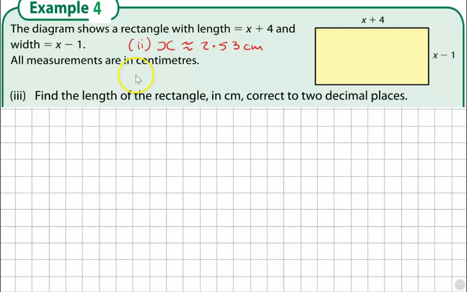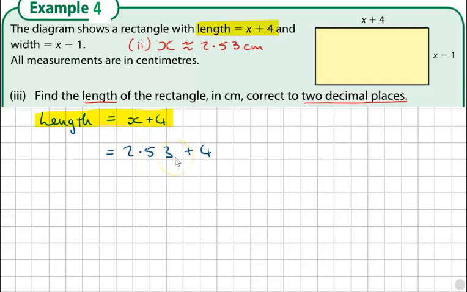So part 3, find the length of the rectangle in centimetres, correct to 2 decimal places. So we want to find the actual length now. So we were told in the question that the length is equal to x plus 4. We worked out in part 2 that x is equal to approximately 2.53. So all we have to do is write down length equals x plus 4. Replace the x with 2.53. So 2.53 plus 4 is 6.53 centimetres. So the length of the rectangle in centimetres is 6.53 centimetres, correct to 2 decimal places.